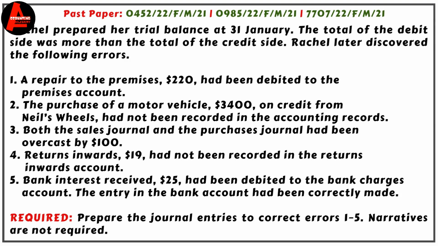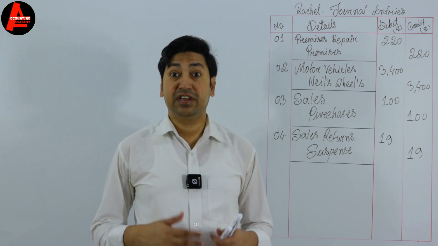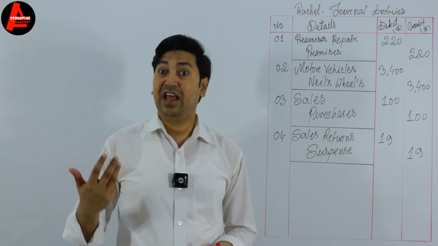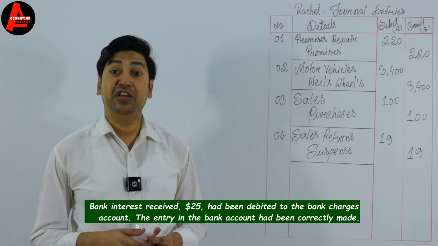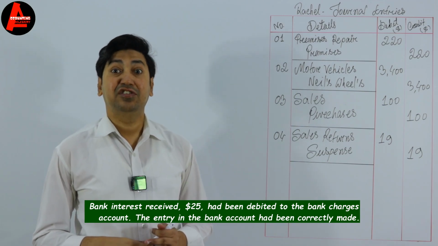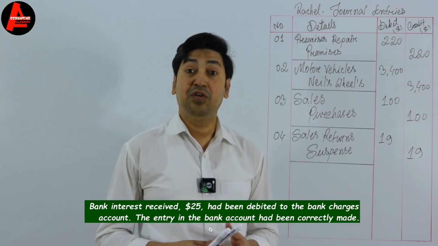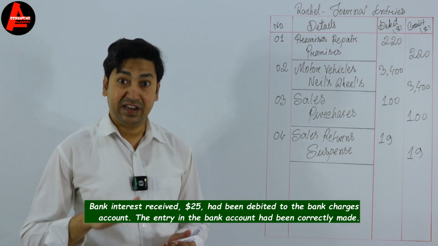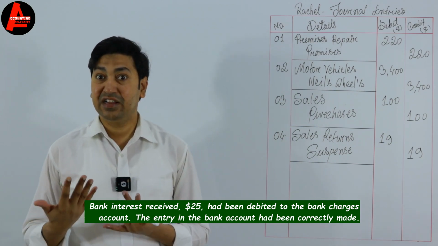Number 5, the last one. Bank interest receipt $25 had been recorded to the bank charges account. The entry in the bank account had been correctly made. Bank interest and bank charges, these two accounts are completely different. Bank interest is an income, but bank charge is an expense. So interest receipt is recorded as bank charges. Bank charge is an expense. So here expense is increasing by mistake. So to rectify this error now, bank charge, meaning the expense, has to be decreased. So to decrease the expense, we need to credit bank charge.